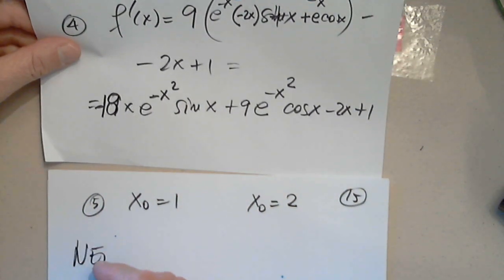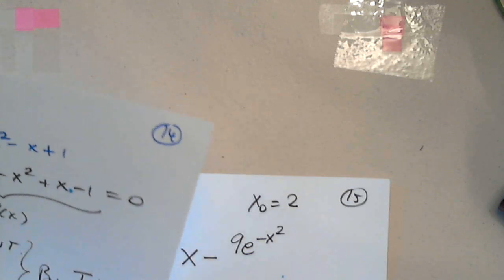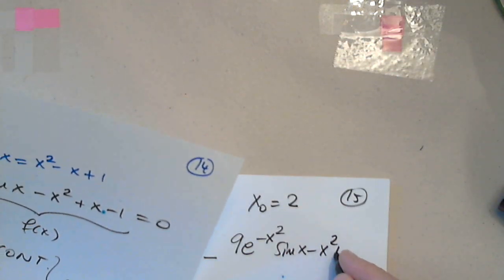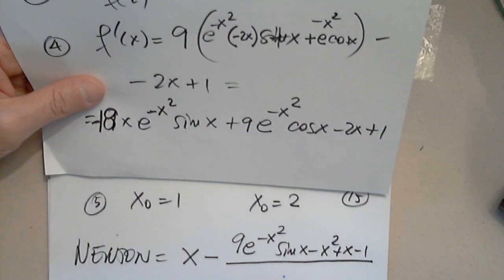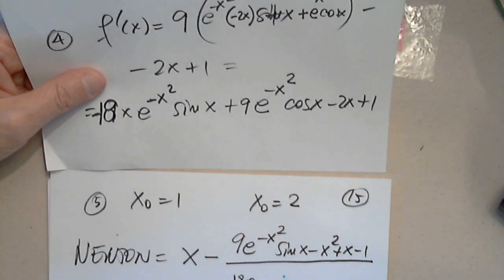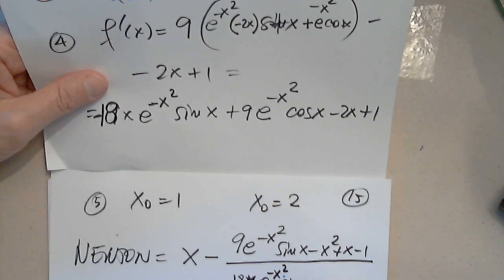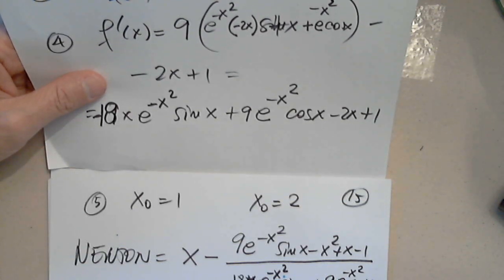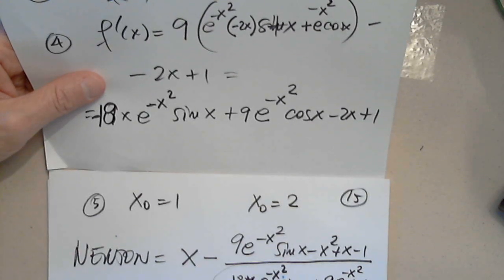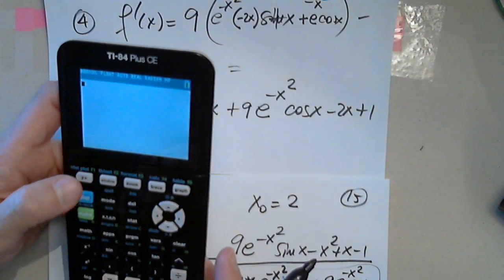So now we create Newton, which is x minus f of x, 9e to negative x squared, sine x minus x squared plus x minus 1, everything divided by all this, negative 18x e to negative x squared, sine x plus 9e to negative x squared, cosine x minus 2x and plus 1, they're all in the denominator. So do not delete the function that you already have in the calculator.